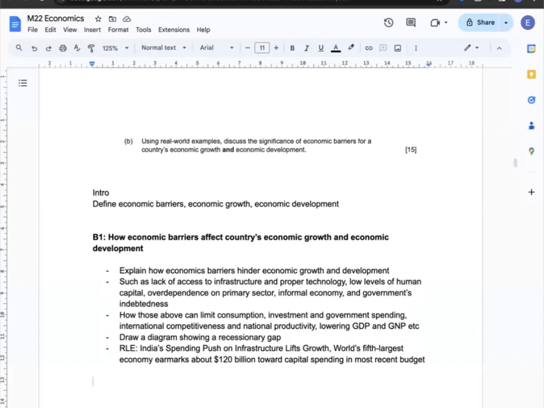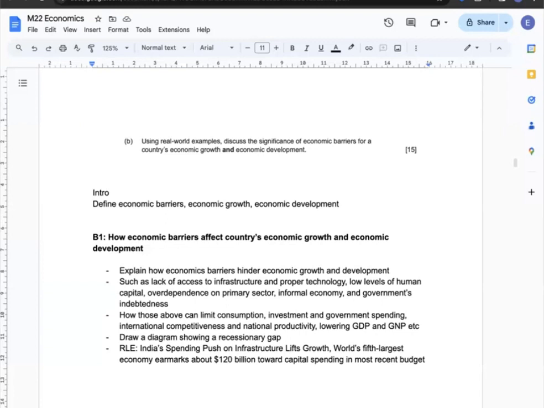I'm going to start explaining how economic barriers hinder economic growth and development, such as lack of access to infrastructure and proper technology provision, low levels of human capital, overdependence on primary sector, having big informal economy, and government having huge debt. All those things above can limit consumption, investment, government spending, international competitiveness, and national productivity, and lowering GDP, GNP. You should understand the fact that all the factors that I mentioned above are economic factors.